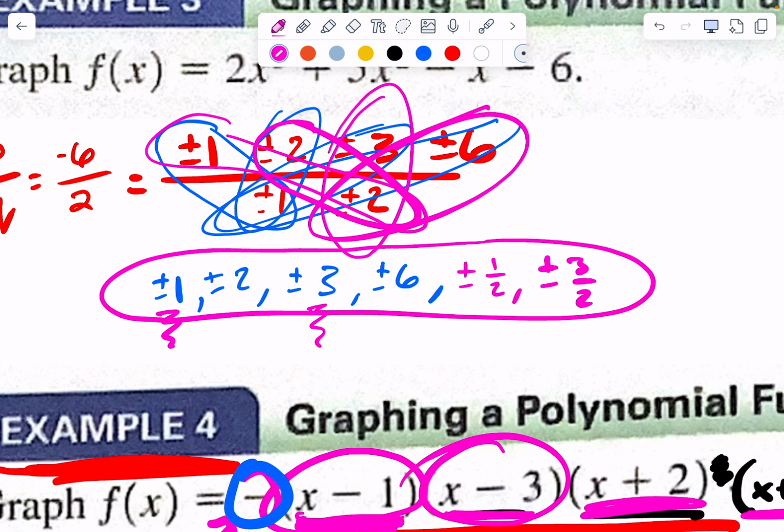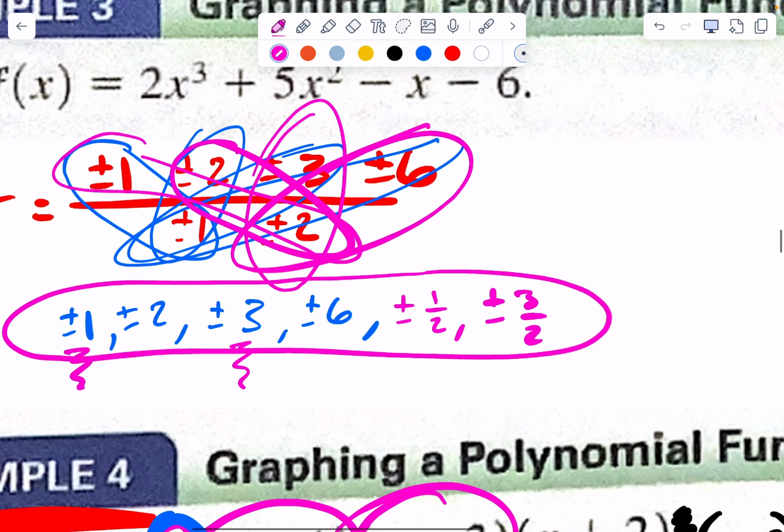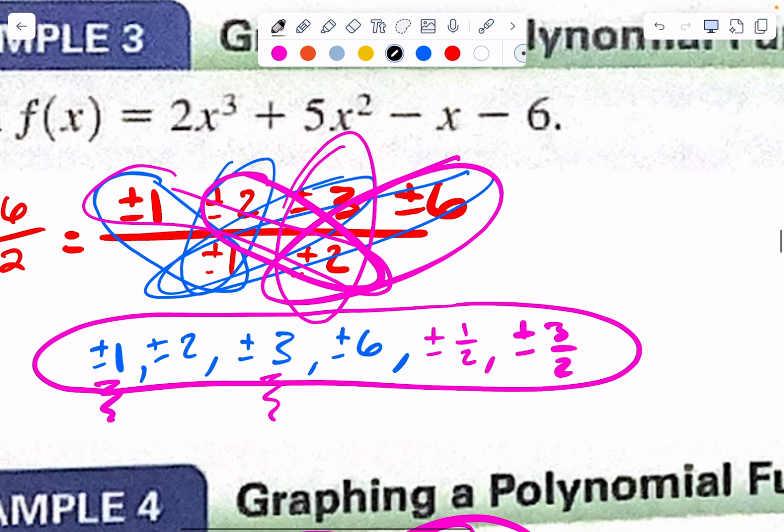How many are there? 1, 2, 3, 4, 5, 6. That's 12 with all the pluses and minuses. So we have 12 possible ones, right? The last one is plus minus 3/2, that's 1.5. Okay, so now what do we do? Plug them in.